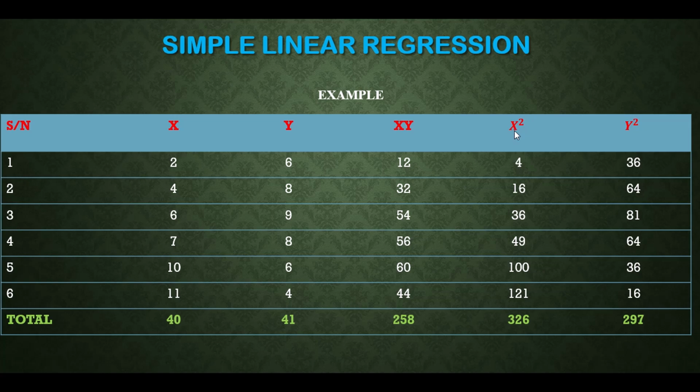And based on the formula, we need to know our x square, that is the square of all these values. 2 square is 4, 4 square is 16, 6 square is 36, then 11 square is 121.